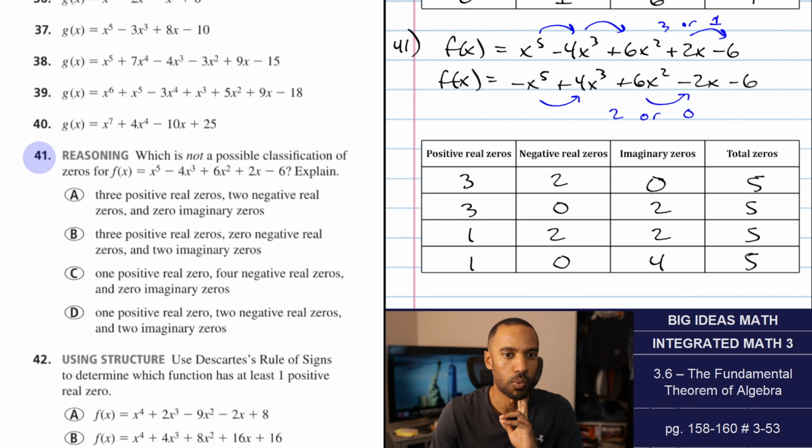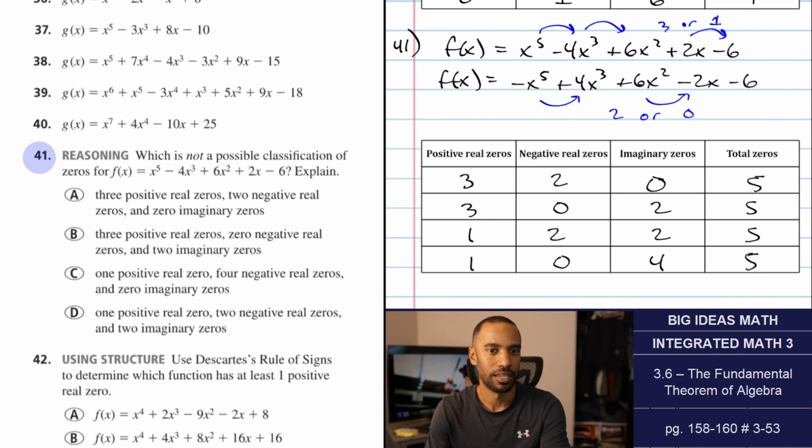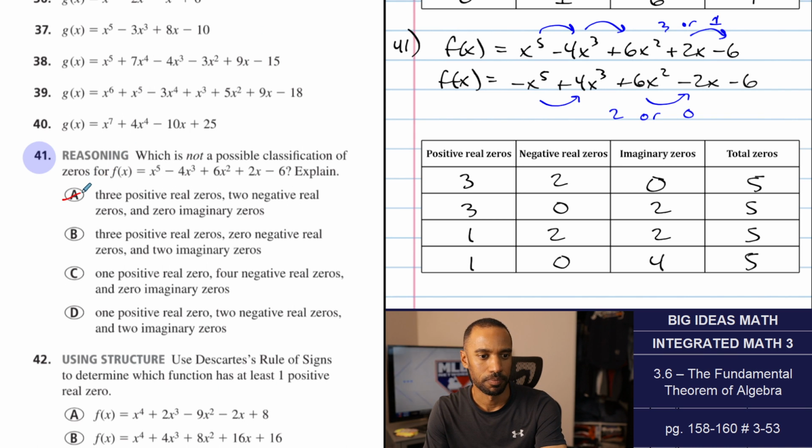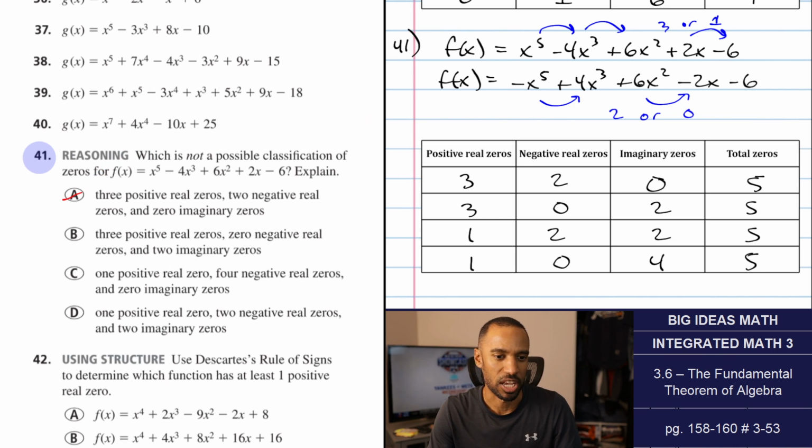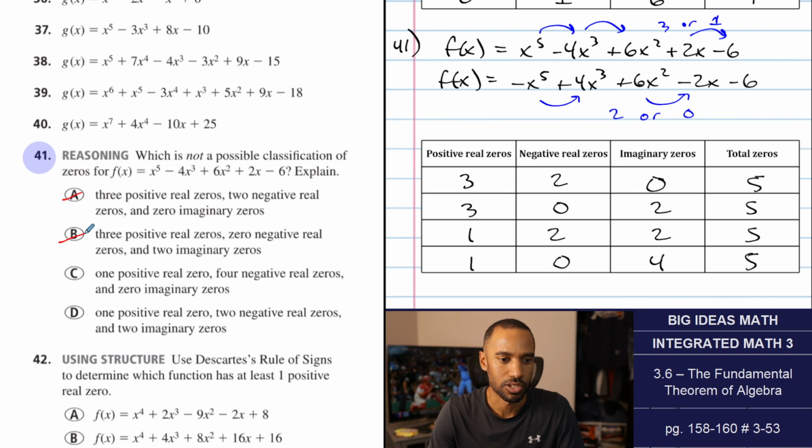Okay, which ones do work, which ones don't? Let's look at A. 3 positive, 2 negative, 0 imaginaries is good. So if that's good, then that's not the right answer. Because they said what's not possible. 3 positive, 0 negative, 2 imaginary. That one's good, so that's not the right answer.